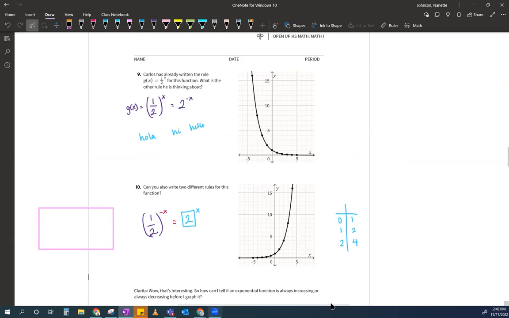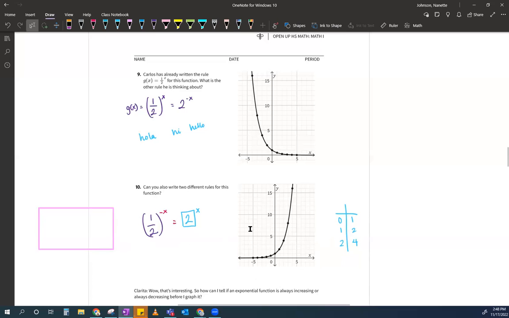How could you tell if it's increasing or decreasing? Which one of these, number 9 or number 10, is increasing? Yeah, number 10. Very good. So number 10 is increasing, increasing, increasing. Looking at this versus this is how you could tell if it's increasing.